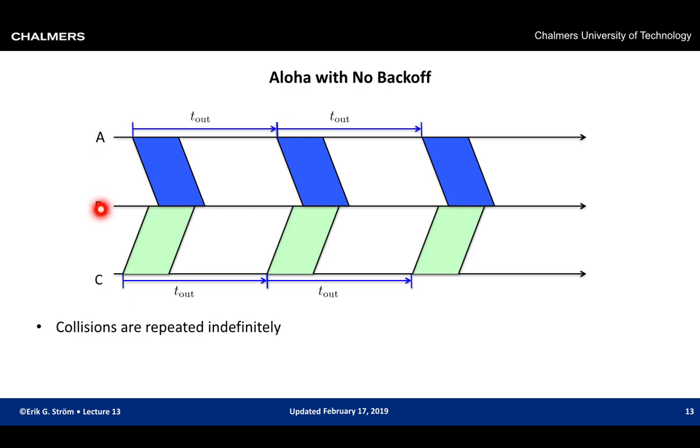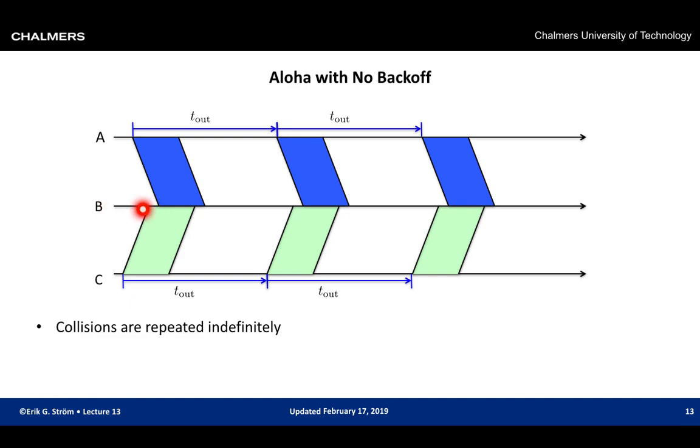Say we have stations A, B, and C, so we have three stations now. A, at this point in time, has data to transmit, and it simply starts to transmit the blue frame here, and also starts a timeout counter. Station C also has a frame to be transmitted at this time, so it transmits it without any further ado.